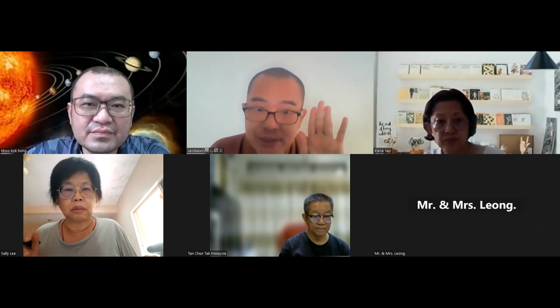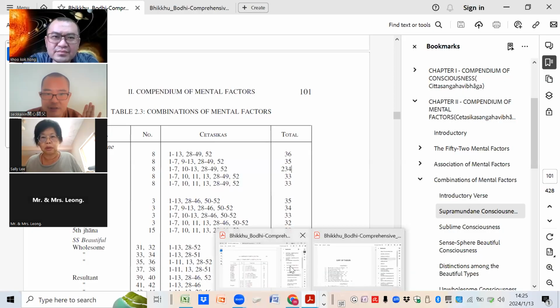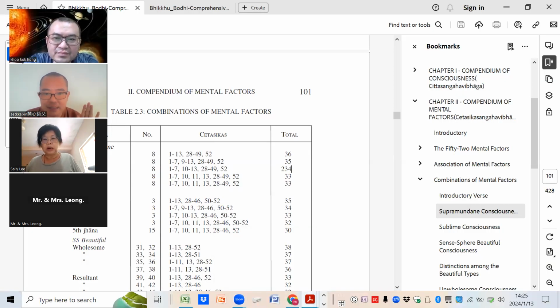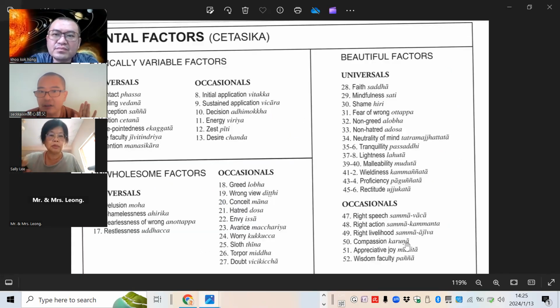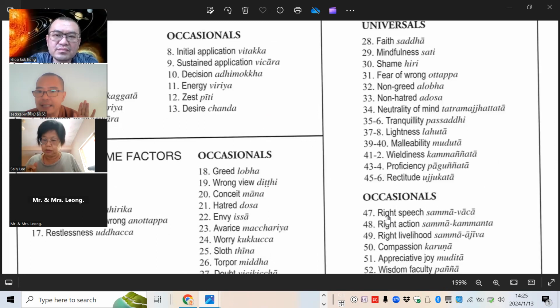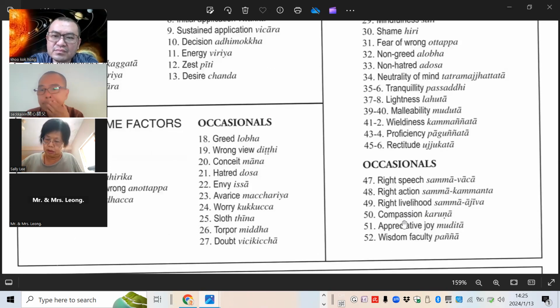Okay, one more, a little bit additional, let me try to add one thing first, I just forgot. Class, let's take a look. Besides all this, in the beautiful factors here, basically right speech, right action, right livelihood, all the supramundane consciousness possess this trait. At the same time, they possess this trait. And then the wisdom faculty, panya, all must have the faculty, all must have the panya, the supramundane one.